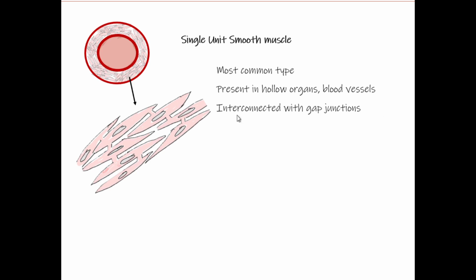These muscle cells are interconnected with gap junctions, and that's indicated here by these connections between the cells. As you recall, gap junctions allow the rapid transmission of electrical signals from one cell to its neighboring cell. We have pacemaker cells in single unit smooth muscle. The pacemaker, as you recall, is a cell that can spontaneously depolarize. The benefit of these gap junctions is that if a single pacemaker cell depolarizes, that signal can then cause depolarization of neighboring cells, causing those cells to contract.